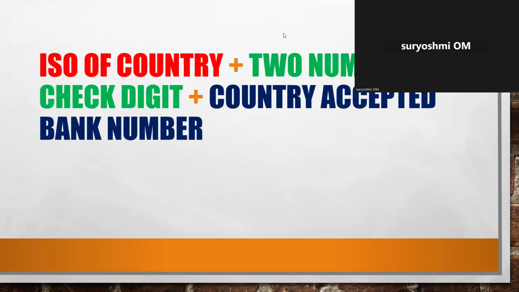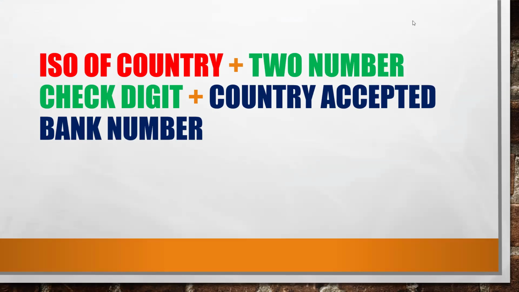Now look here at the ISO of the country in red color. You need not maintain the configuration; red color is just for your understanding, for differentiation. The ISO country is a 2-digit country code and a 2-number check digit. It is required, along with the country-accepted bank number. It is an international bank number, so it will always look like this.